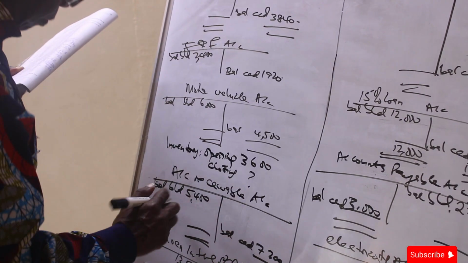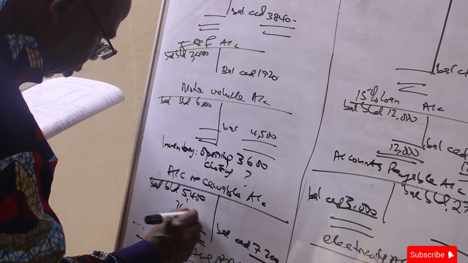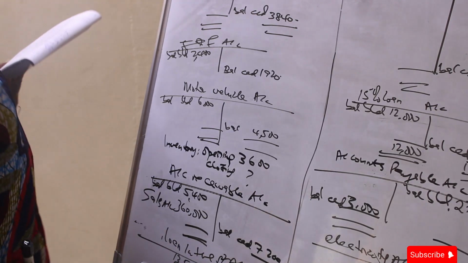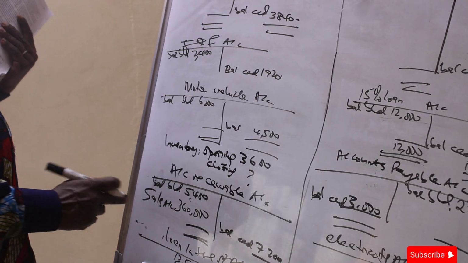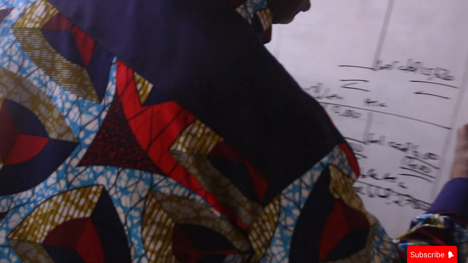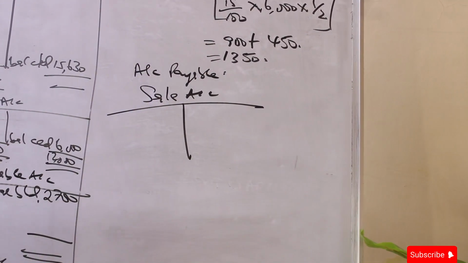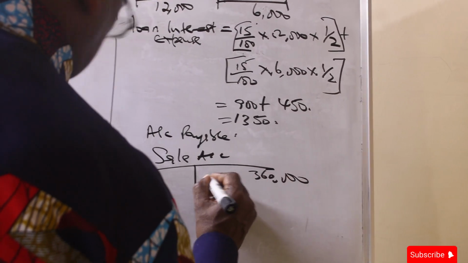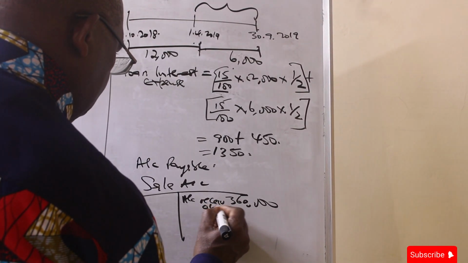So we are debiting accounts receivable with 360 as we credit sales. When we sell on credit, we debit accounts receivable and we credit sales. So we create our account called sales account, and we credit it with the 360,000. And we say accounts receivable.